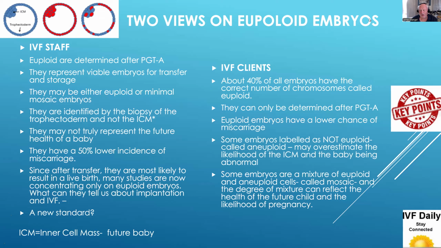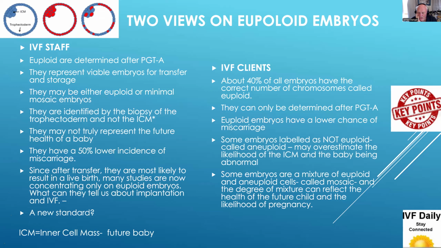If, on the other hand, you're a client, a patient coming through using the services to fall pregnant, the critical information you need to know about euploid embryos is, one, about 40% of all embryos have the correct number of chromosomes, and that's called a euploid embryo. They can only be determined after genetic testing or biopsy of the embryo on day 5 and then testing, then vitrification, freezing. Euploid embryos have a lower chance of miscarriage and a shorter time to pregnancy.